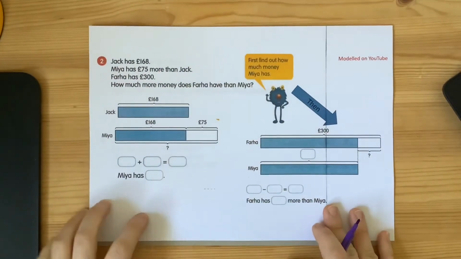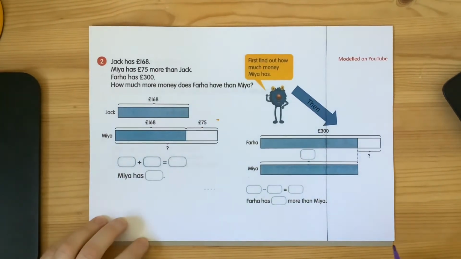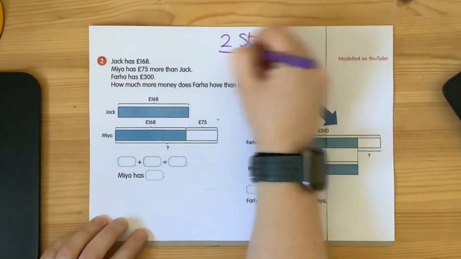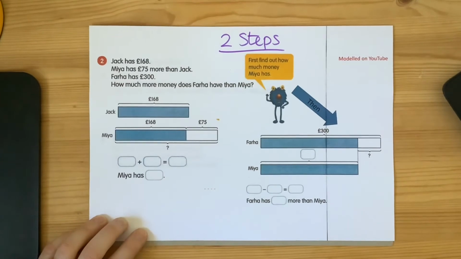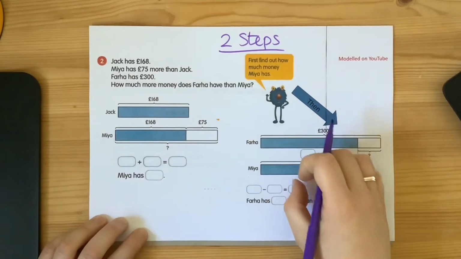So Jack has £168. Maya has £75 more than Jack. Farah has £300. How much more money does Farah have than Maya? Now again, there's 2 steps. Step number 1 is you need to work out how much Maya has got. Then once you know how much Maya has got, you can compare her and Farah's amounts.